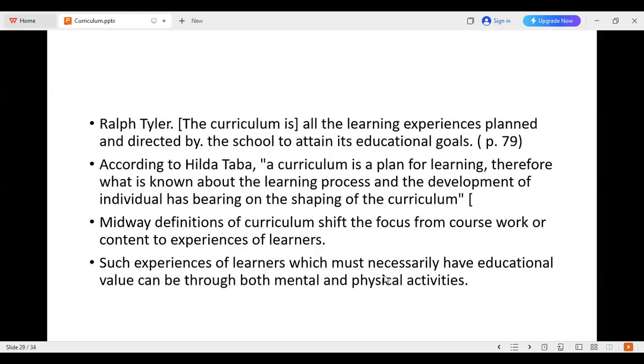The first step is formulating educational goals, and then finding content, teaching method and assessment method. These are important parts of curriculum. According to Hilda Taba, we will learn their models later. A curriculum is a plan for learning. Very simple explanation we can see. Curriculum is a plan for learning.